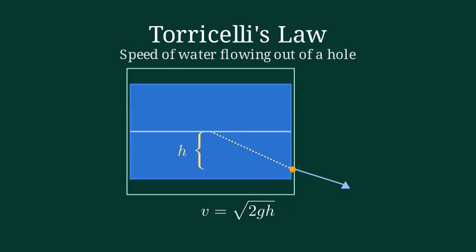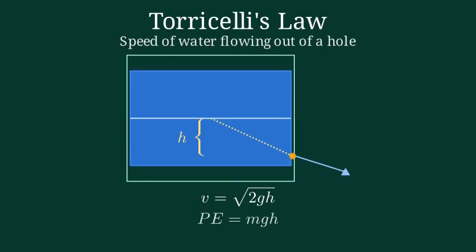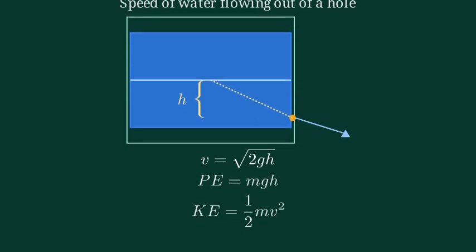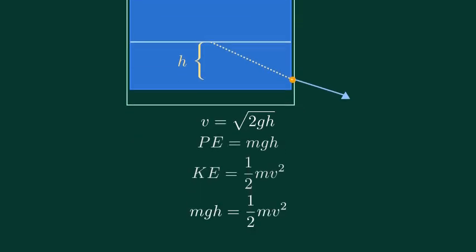Now let's derive this formula using conservation of energy. At the top, the water has potential energy. At the hole, the water has kinetic energy. We set them equal to each other.